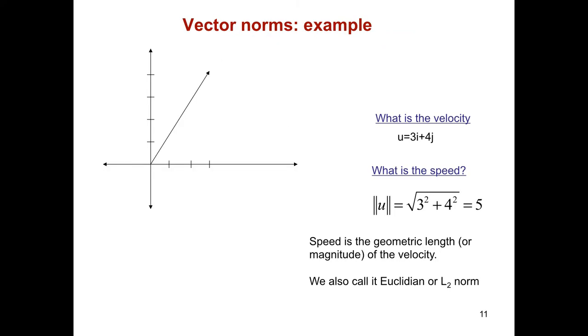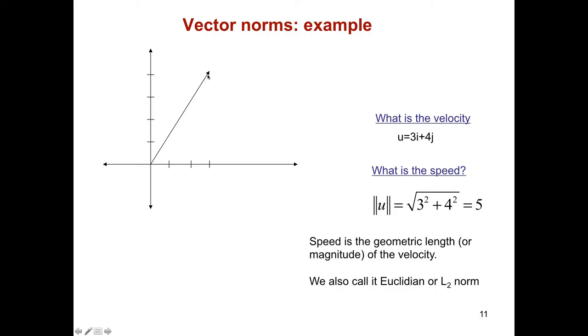So one example that we are comfortable with is in Euclidean geometry. So if I had my vector, which is 3, 4, that means, as I pointed out already, I'm referring to the identity vector in the x direction as i. So I'm going to have 3i plus 4j, right? So this is where j is my identity vector in the y direction. Okay? So let's say that this is my velocity.